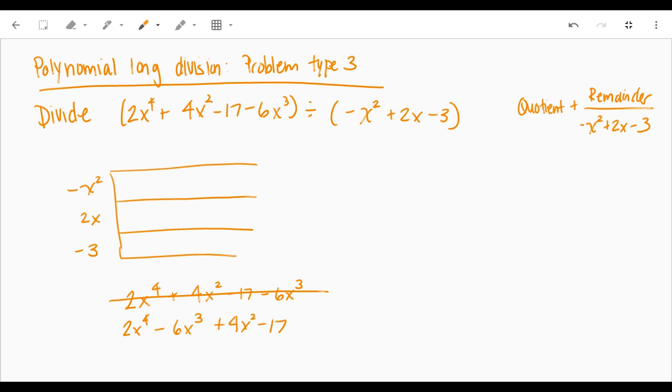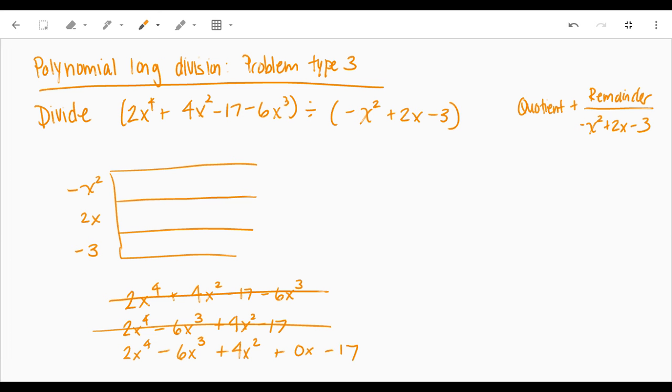This one's going to get a little bit trickier because you also might have noticed that we're missing any x term in that goal. So remember, you put a placeholder there. So I'm actually going to rewrite that one more time: 2x to the 4th minus 6x cubed plus 4x squared plus 0x minus 17. Okay, now we're ready to go.